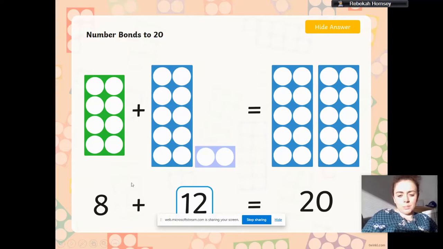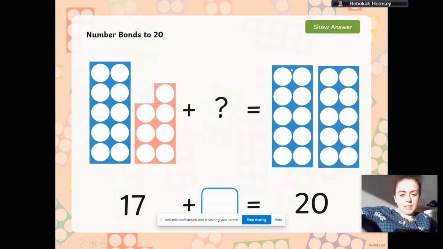Can you see a pattern? So last week you did number bonds to 10. And one of your number bonds to 10 is 8 add 2 equals 10. This time we've got 8 add 12 equals 20. So there's a bit of a pattern there, isn't there?